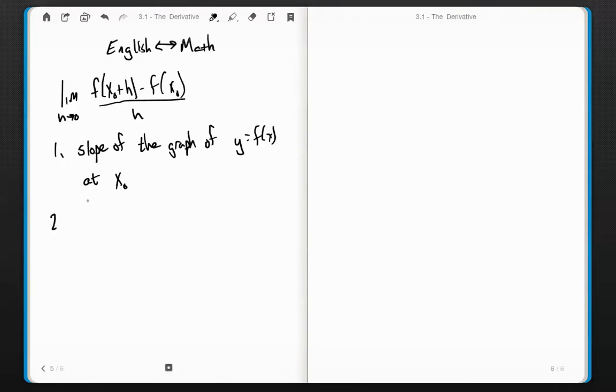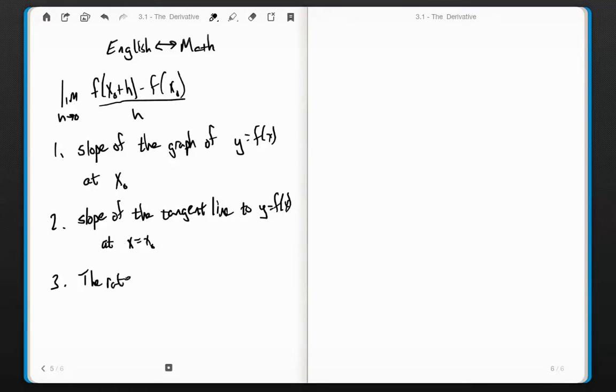Another way to think about that, a slightly different spin on the English: two, slope of the tangent line to y equals f of x at x equals x naught. Three, we could say this is the rate of change of f of x when x equals x naught.